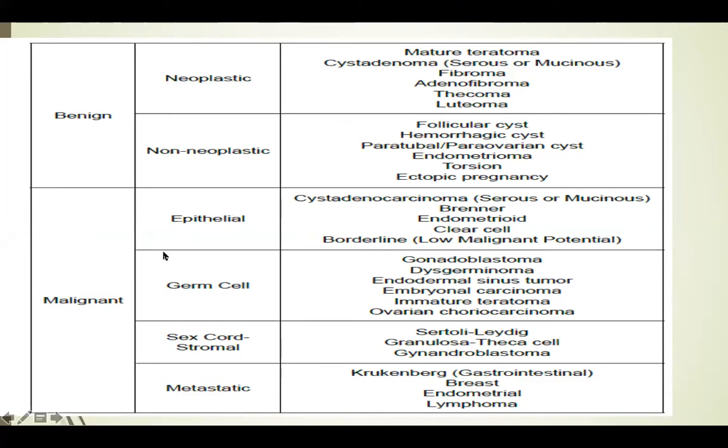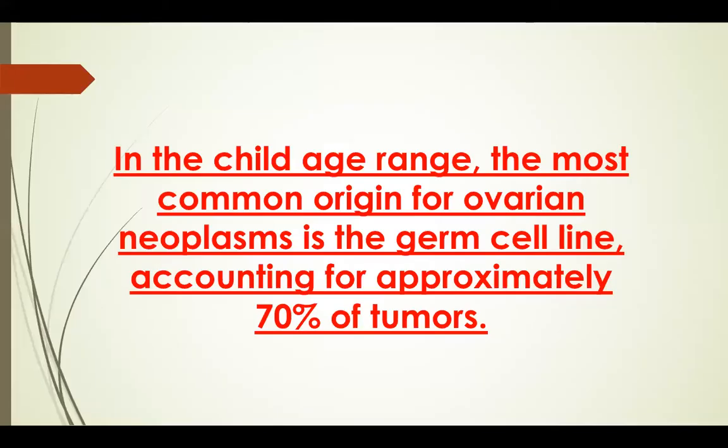From the epithelium, we'll have the serous and mucinous, endometrioid, clear cell, borderline. Germ cell, we have the gonadoblastoma, dysgerminoma, choriocarcinoma. Sex-cord stromal cell will have, as we said, granulosa, theca cells, Sertoli-Leydig, and gonadoblastoma. And also, we don't forget about metastatic, especially lymphoma. So this is very important. In the child age range, the most common origin for ovarian neoplasm is the germ cell line, accounting for approximately 70% of the tumors. And when we say 70, it's either the benign and the malignant, okay?